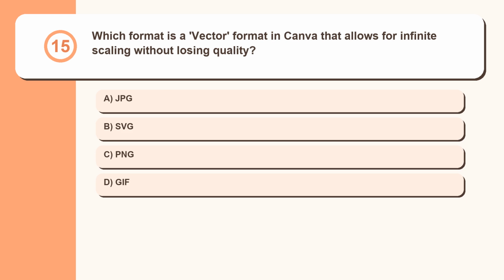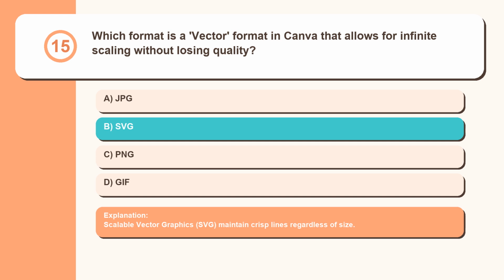Question 15. Which format is a vector format in Canva that allows for infinite scaling without losing quality? JPG, SVG, PNG, GIF. Scalable Vector Graphics, SVG, maintain crisp lines regardless of size.